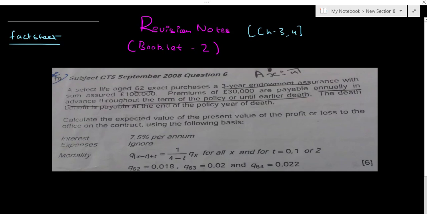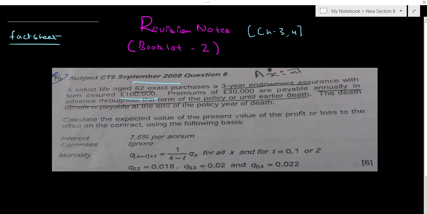Okay, so I am starting with question number 10 here, and it says a select life aged 62 exact purchases a 3-year endowment assurance. So we have an endowment assurance contract being purchased by a life aged 62 with a sum assured of £100,000. Premiums of £30,000 are payable annually in advance. So they've told us the amount of sum assured as well as the amount of premiums, and they're payable throughout the term of the policy or until earlier death.